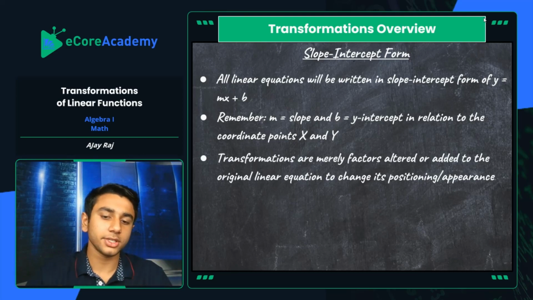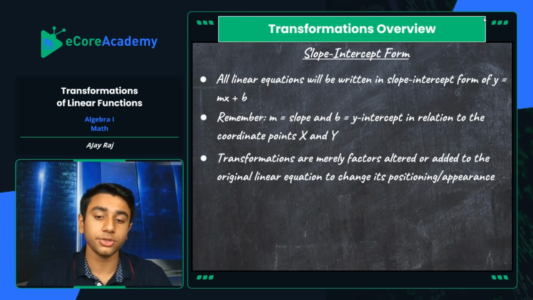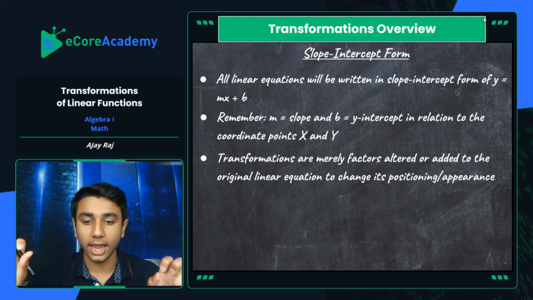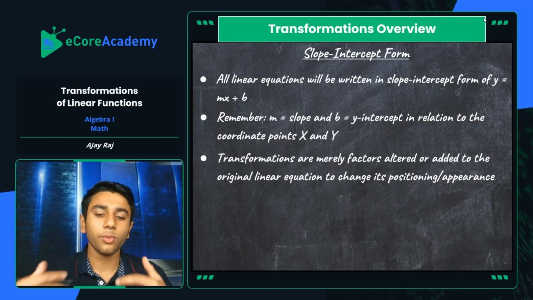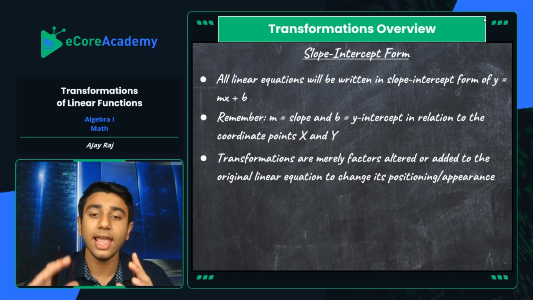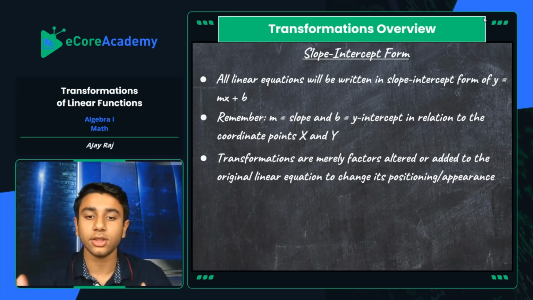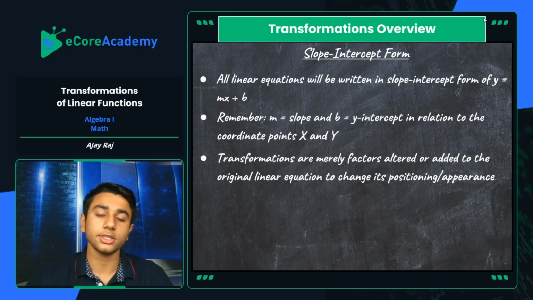And what are transformations now? Transformations are merely factors altered or added from the original linear equation. We can change any of the existing variables within the equation, or we can start adding different factors to the equation in terms of a specific variable we like to call k. And I'll explain what that is as well. So once we add these factors to the original equation, we're going to change its positioning and its appearance on the actual graph itself. We'll still keep it aligned, but we'll start to change some of its properties. And I'll explain exactly what those are and how those rules are categorized.